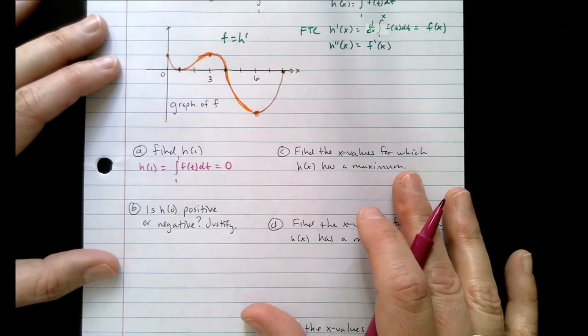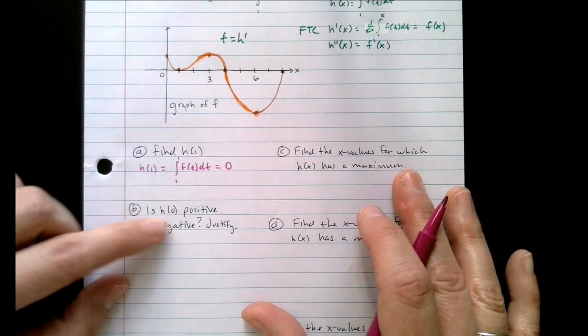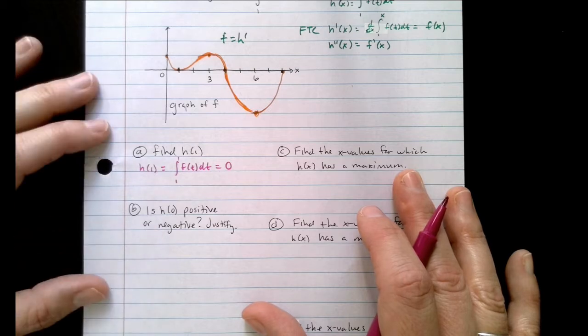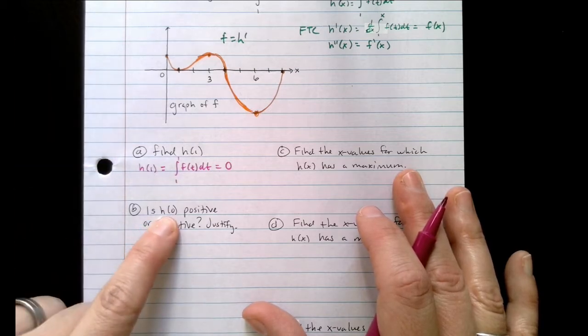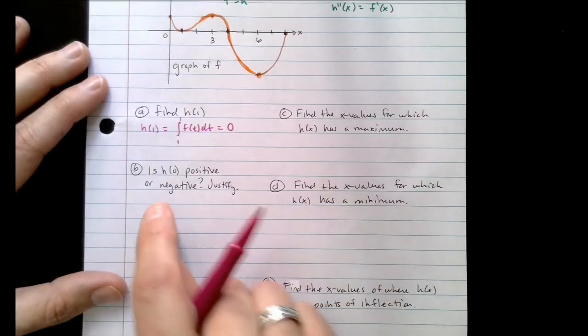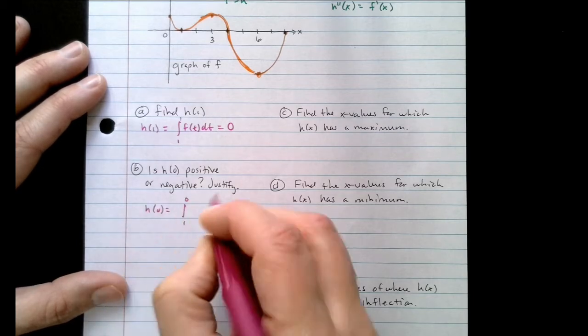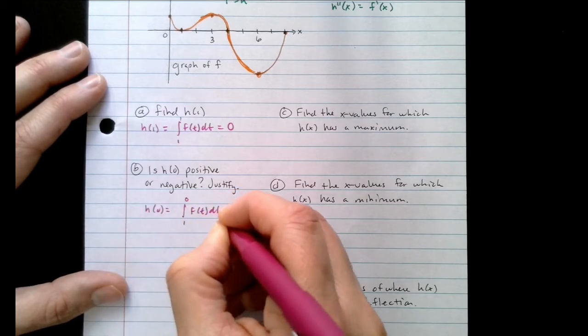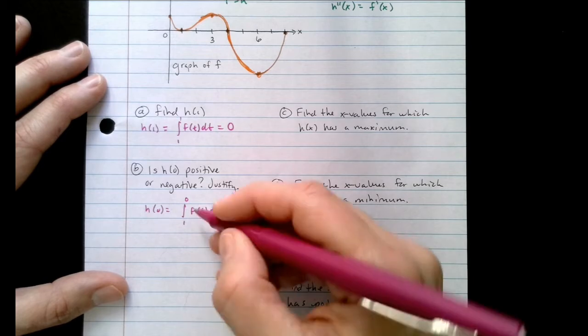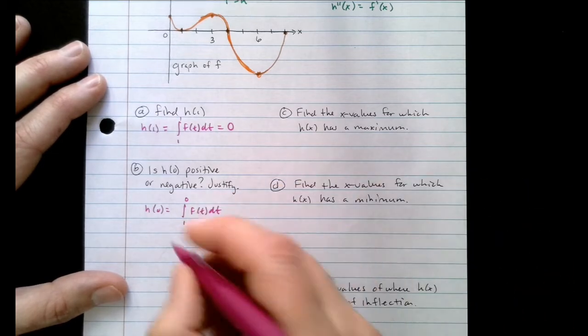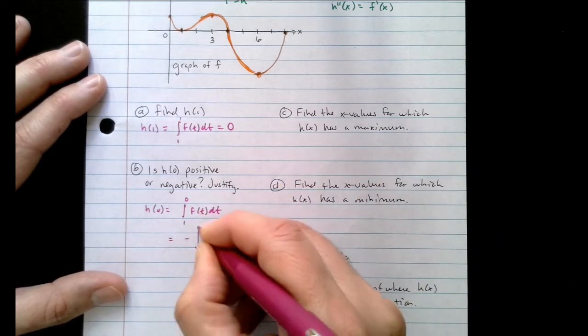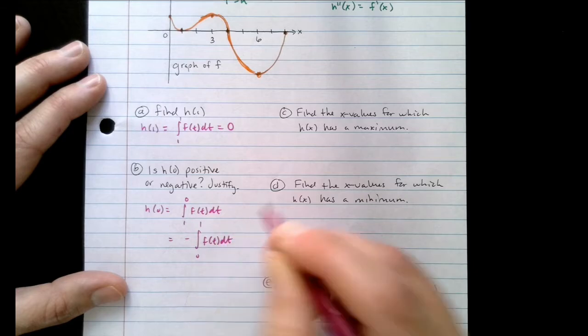That seemed pretty simple. Is h of x positive or negative? Justify. Is h of 0 positive or negative? Let's set up the problem similarly to A. H of 0 would be the integral from 1 to 0 of f of t dt. Well, we'd have to switch the bounds of integration to calculate this, wouldn't we? So that's really negative the integral from 0 to 1 of f of t dt.